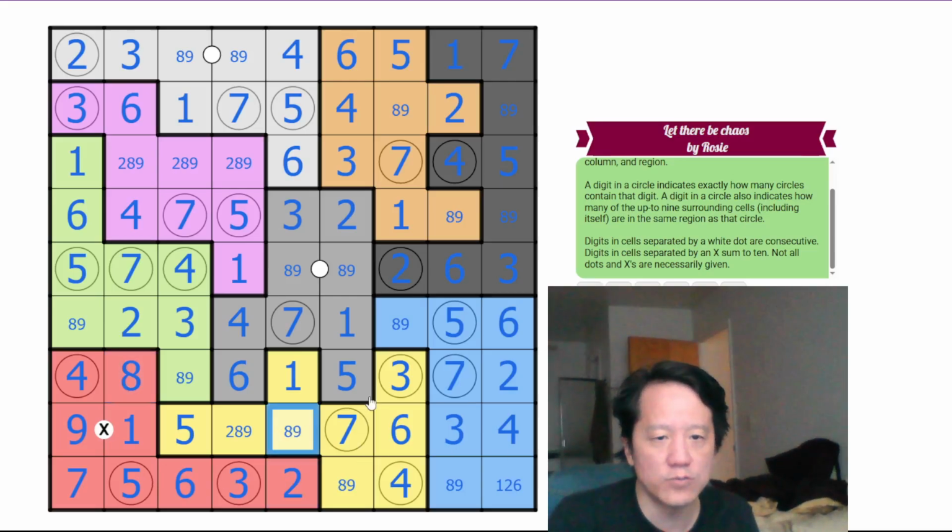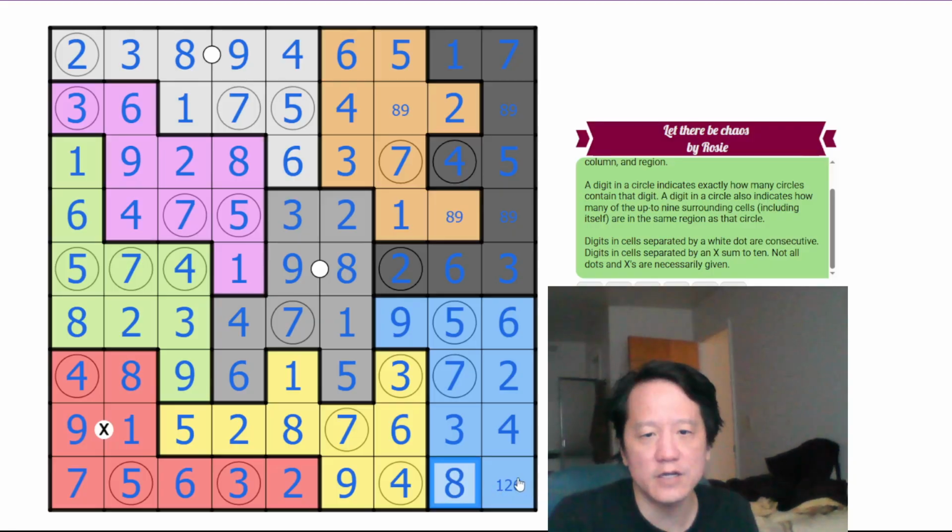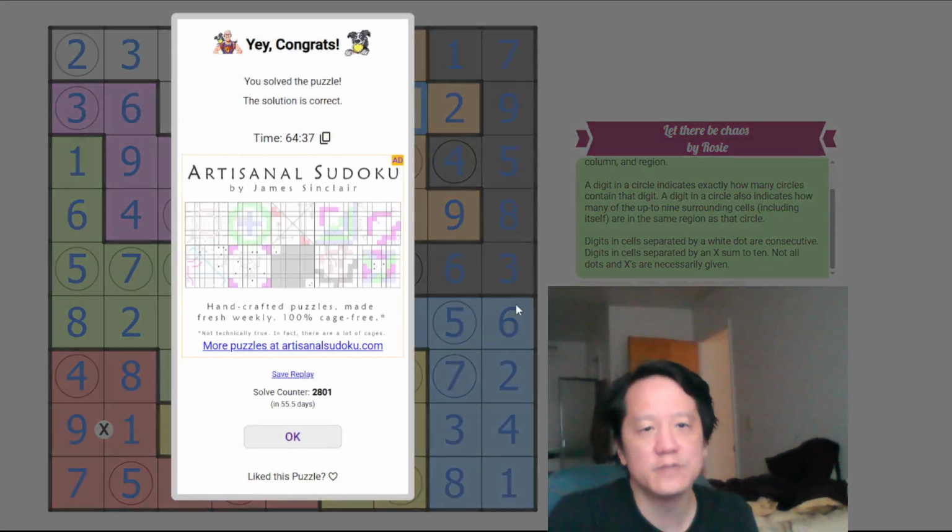No 2 here. Where's the 2 in the yellow region? It must be here. That eliminates 2 here and 2 here. Where's 2 in the pink region? It must be there. Again, this 8 eliminates 8 here, so it's 9, which makes this 8. 9 eliminates 9 here, so it's 8 and 9. This must be 1. 8 eliminates 8 here, so it's 9 and 8, which makes this 9, and that 8.